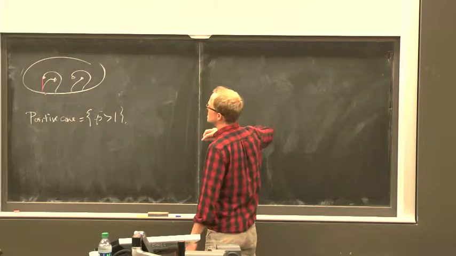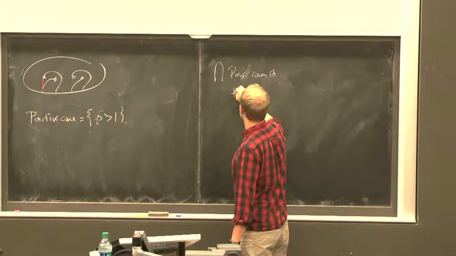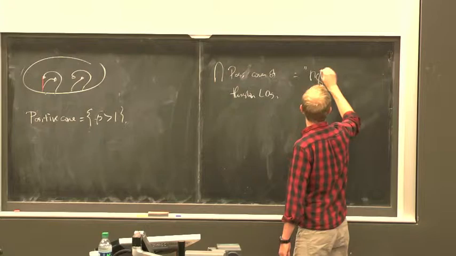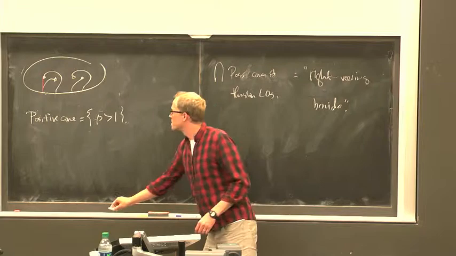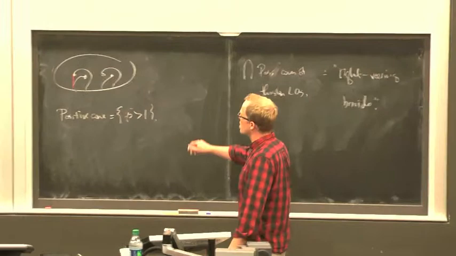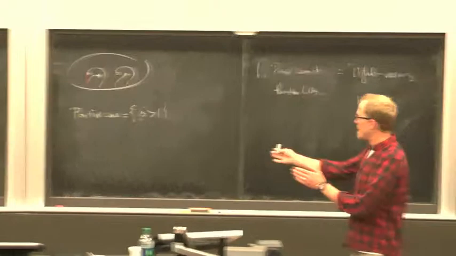If I take the intersection of all of the positive cones of the Thurston left orderings, I get right-veering braids. So a right-veering braid is going to be one where, if I take any properly embedded arc, an arc on the boundary of the disk with the second endpoint on one of the marked points, and I look again at its image under the braid monodromy, then that image is going to be to the right.